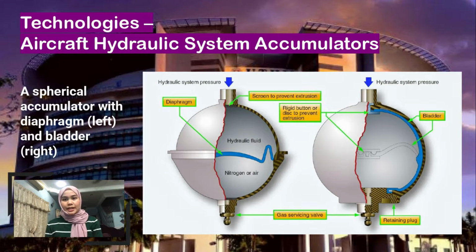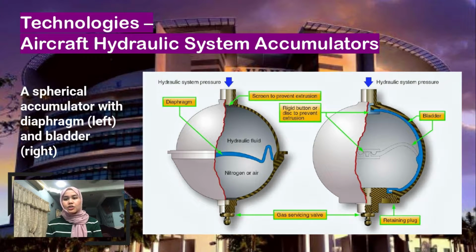So first, I will touch on the aircraft hydraulic system accumulators. As we can see in this figure, the accumulator is separated into 2 chambers by a synthetic rubber diaphragm. The upper chamber carries fluid at system pressure, while the lower chamber is charged with nitrogen or air. The cylinder types are also used in high-pressure hydraulic systems.